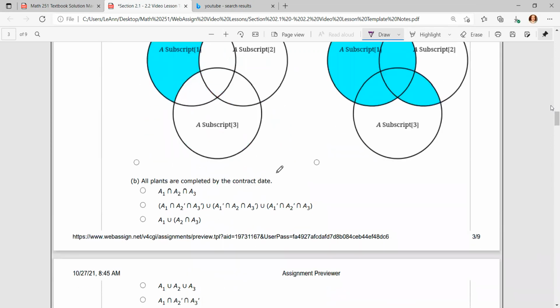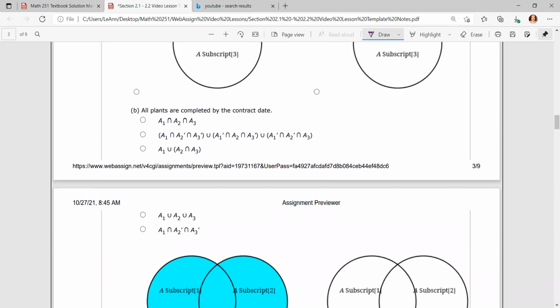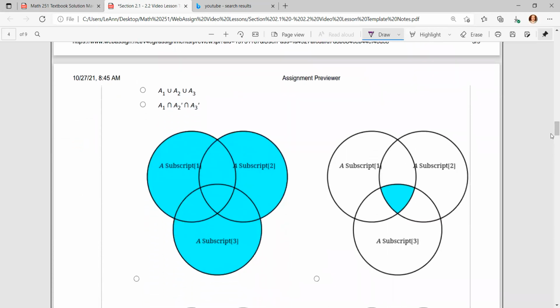All right, let's read the second one. Sorry, it got cut off a little bit on the page. Let me scroll down so I can see all the choices. It says all the plants are completed by the contract date. Okay, all is very restrictive. That means we have A1 and A2 and A3. All 3 must be completed. So that's going to be an intersection, because intersection is all 3 have occurred. The intersection of all 3 is going to be a tiny little overlapping part in the middle. It wouldn't be these outer little overlapping parts, because those are where only 2, but not all 3, have occurred. So it's this one right here.